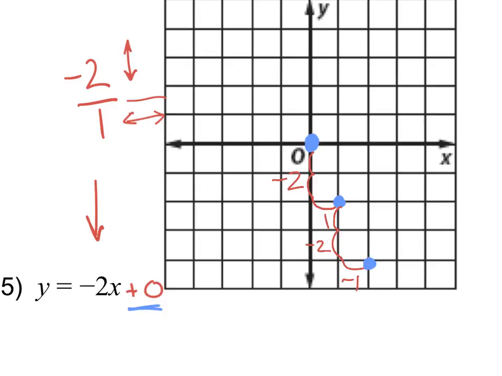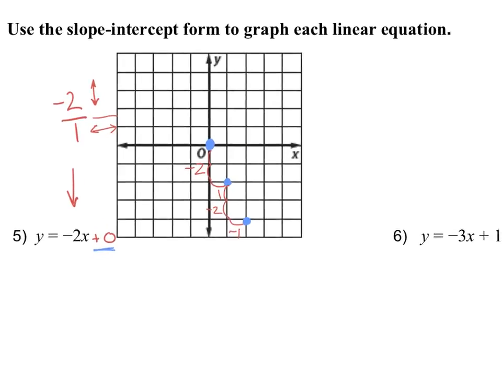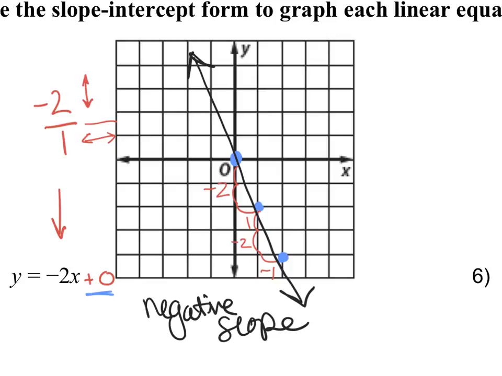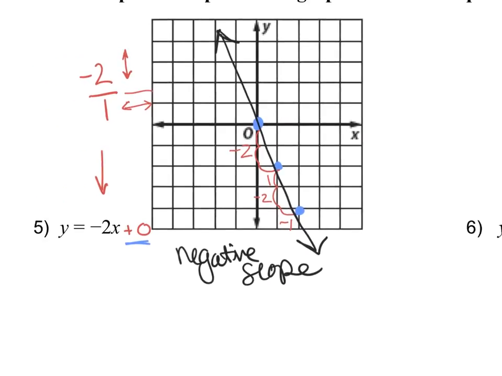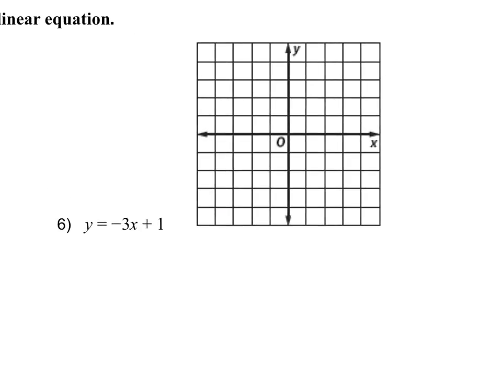Once you have at least 2 points, you can draw a line through them and see your slope. It's a negative slope. It's a very steep ski slope. Dangerous.